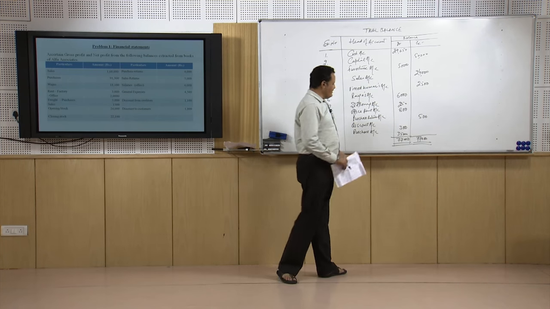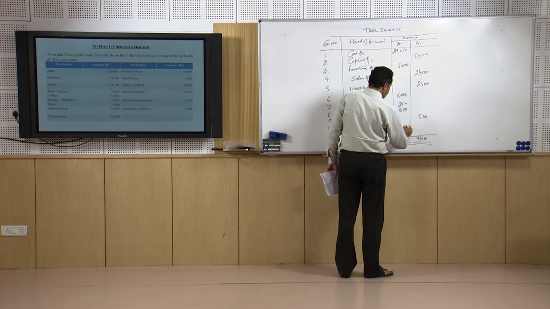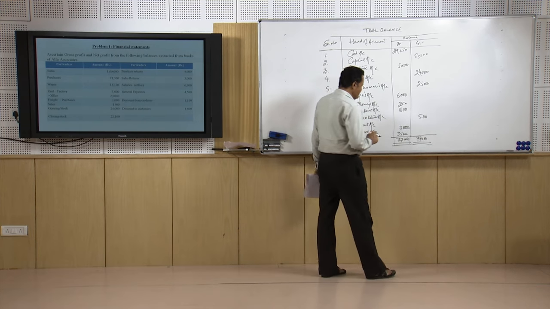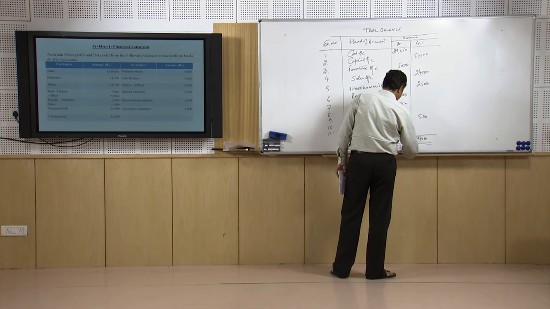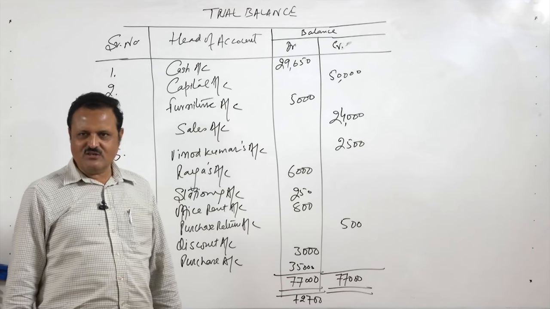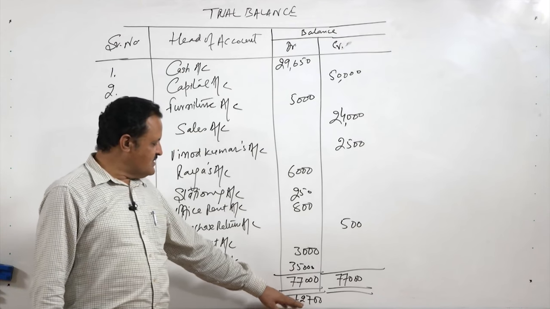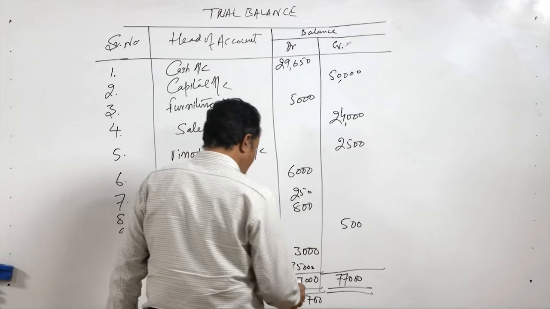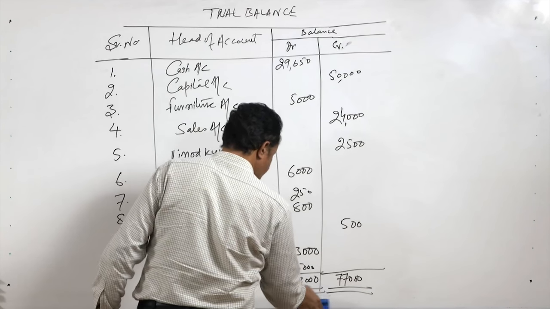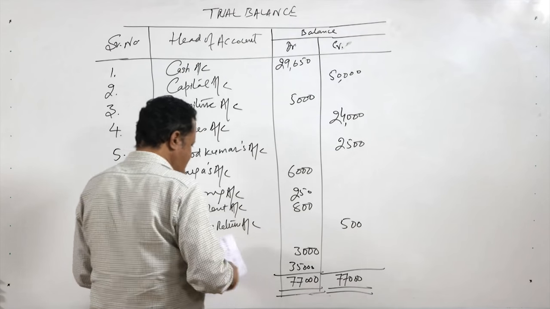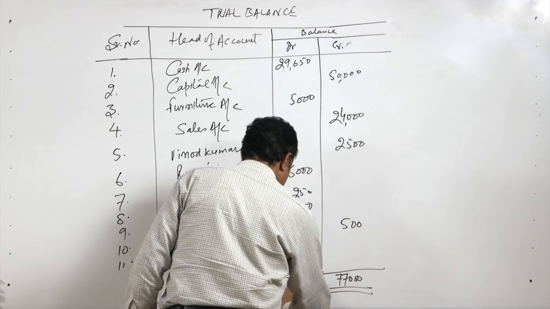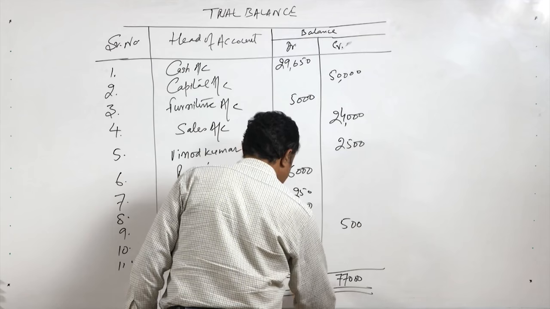For example, if it is not tallying, say we have some problem here, and rather than 300 rupees, the balance of the discount account is working out as 3000 rupees. So this side will be more by 2700 rupees. This will be bigger. So the total of this side will be 79,700 rupees, and this will be 77,000 rupees. So there will be a problem. So this balance, for example, has come out as 3000 instead of 300 rupees, so this side will become 79,700.